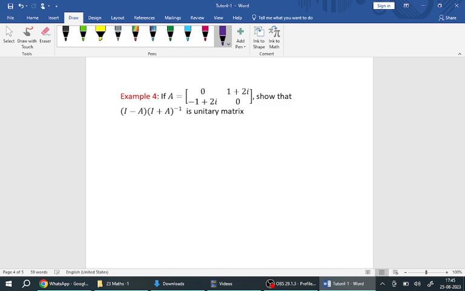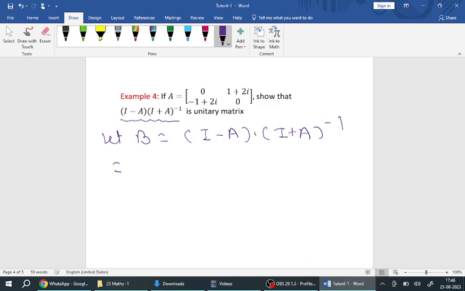First of all, we have to prove that this matrix I minus A into I plus A inverse is unitary. Okay, not A. The question is not about A. The question is about that new matrix. So we have to find out that matrix first. So for the solution, we can start by assuming the matrix B. The matrix B is only I minus A into I plus A inverse. So this is the matrix B.